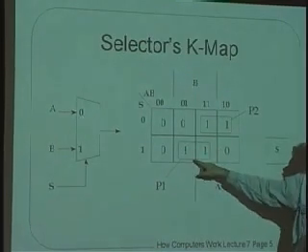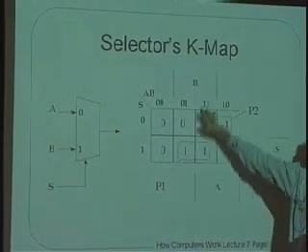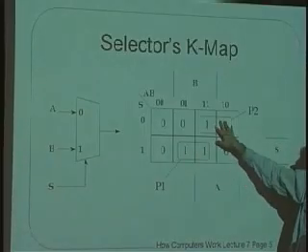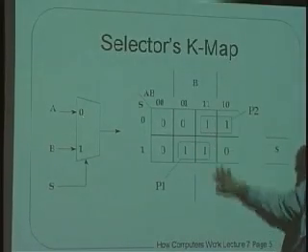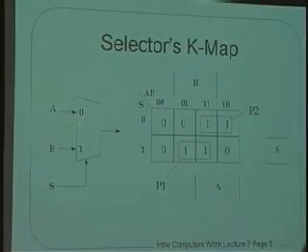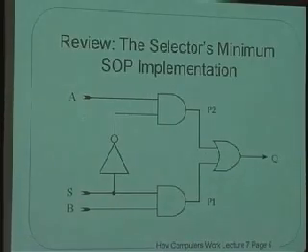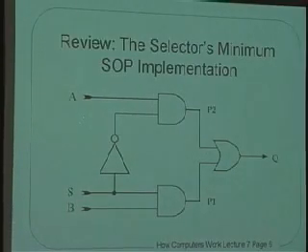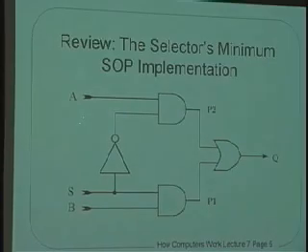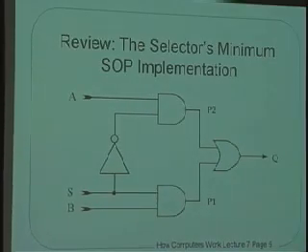P1 fires when? When S is 1 and when B is 1. Okay? P2 fires when S is 0 and A is 1. And that's exactly the logic that you have in the diagram here. What this amounts to is just A or B. Well, it's not exactly A or B because it depends on S also.